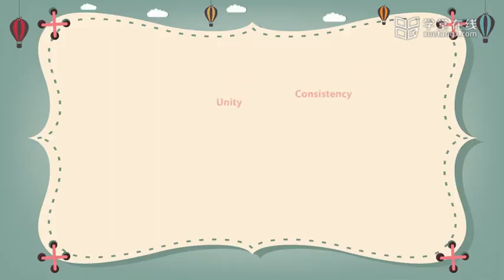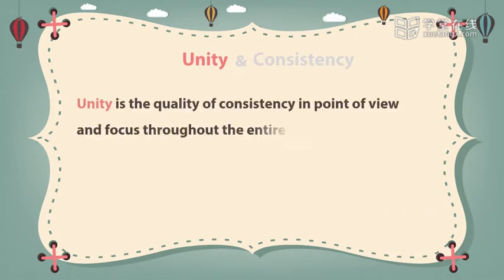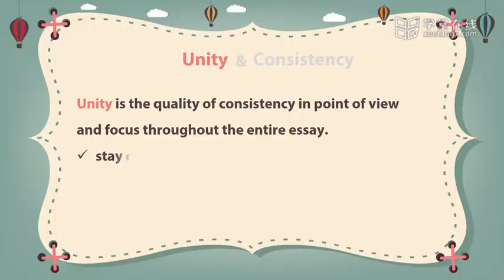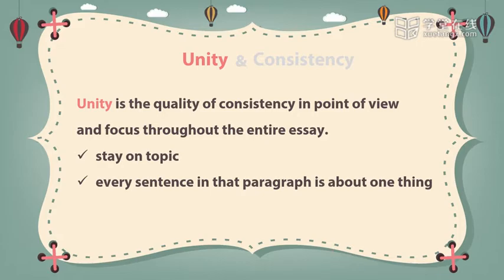But I believe now that we can give the definition that the book has given us for unity. It says, unity is the quality of consistency in point of view and focus throughout the entire essay. So yes, as I said before, each paragraph should be consistent with the main idea or the main topic of your research, but also each sentence should be unified with the rest of the paper, should be consistent with what you're writing. Unity means staying on topic. Yes. It means every sentence in one paragraph is about one thing.